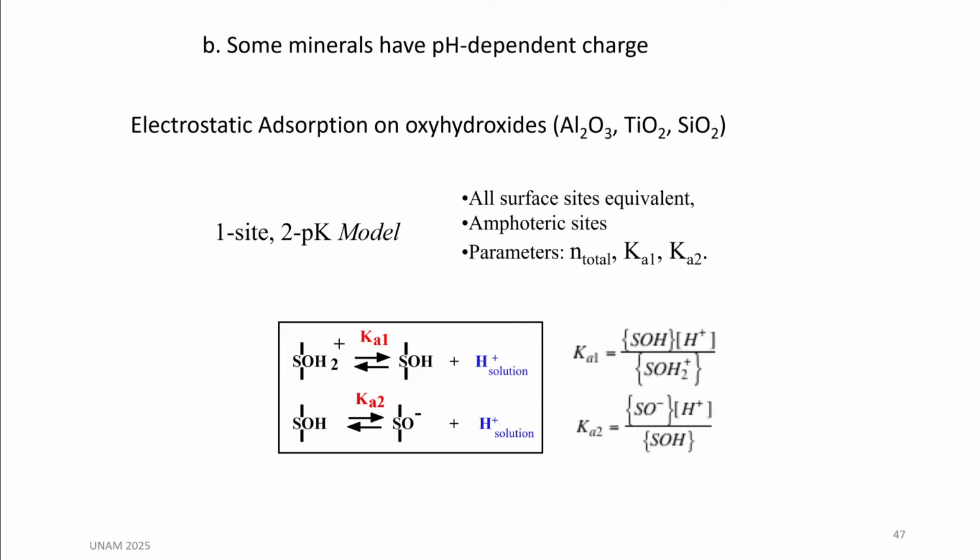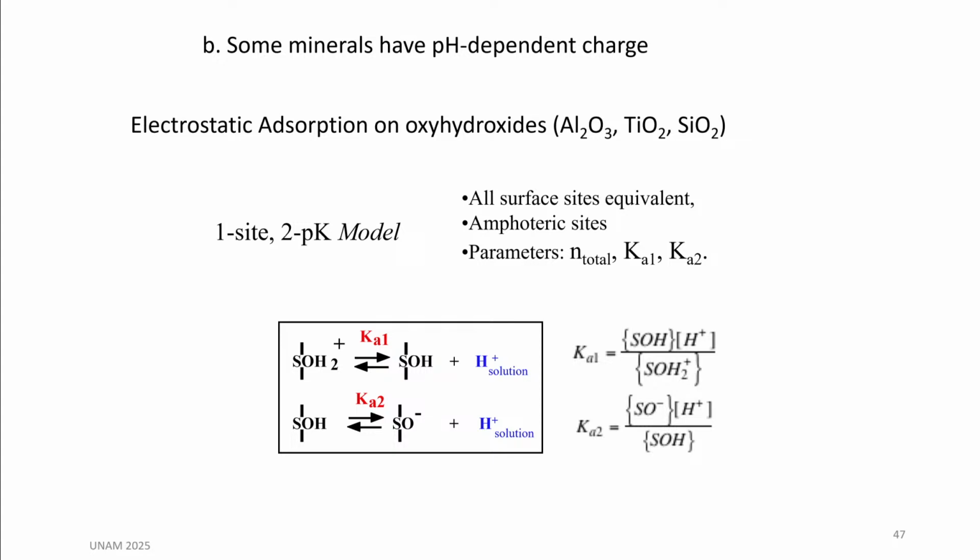You can easily demonstrate on this basis. You just have to multiply Ka1 by Ka2, and you will see that there will be a pH, that is a value of the H+ concentration, for which the concentration of negative sites, SO-, will be equal to the concentration of positive sites, SOH2+. This pH is 1/2 of pKa1 plus pKa2, and it's called the point of zero charge.